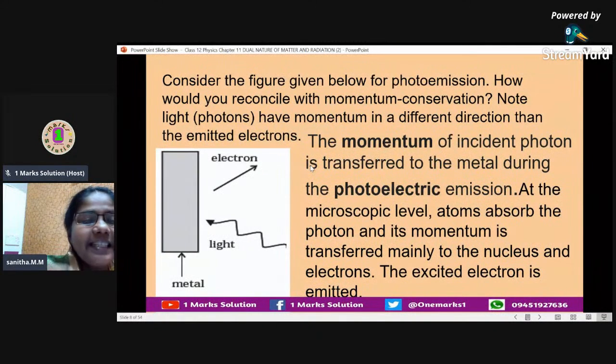But in detail, you should know what is happening there. At the microscopic level, why are we focusing the microscope? You know that atoms and nucleus are very small, right? So atoms absorb the photon and its momentum is transferred mainly to the nucleus and electrons. So the electrons will be excited out of the surface.